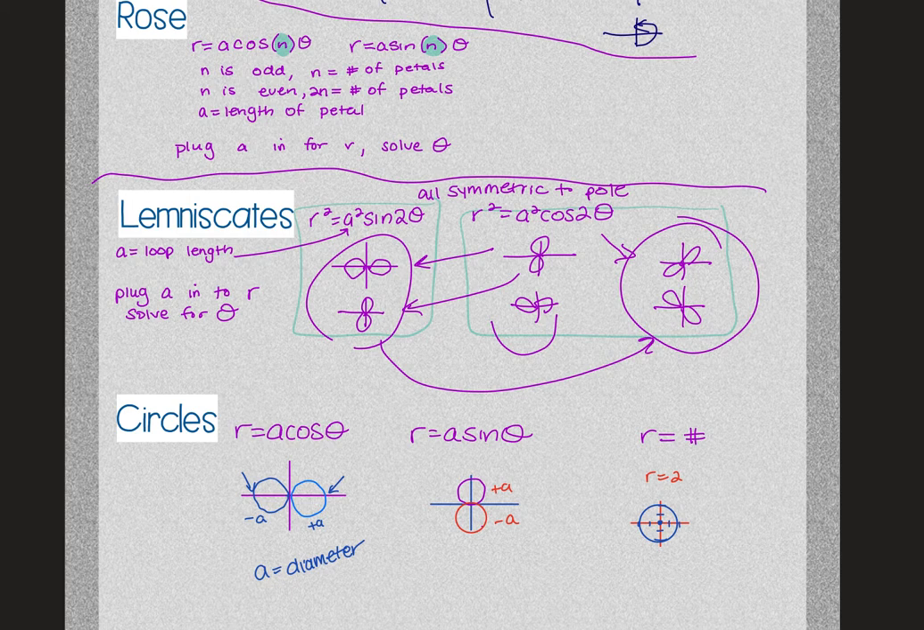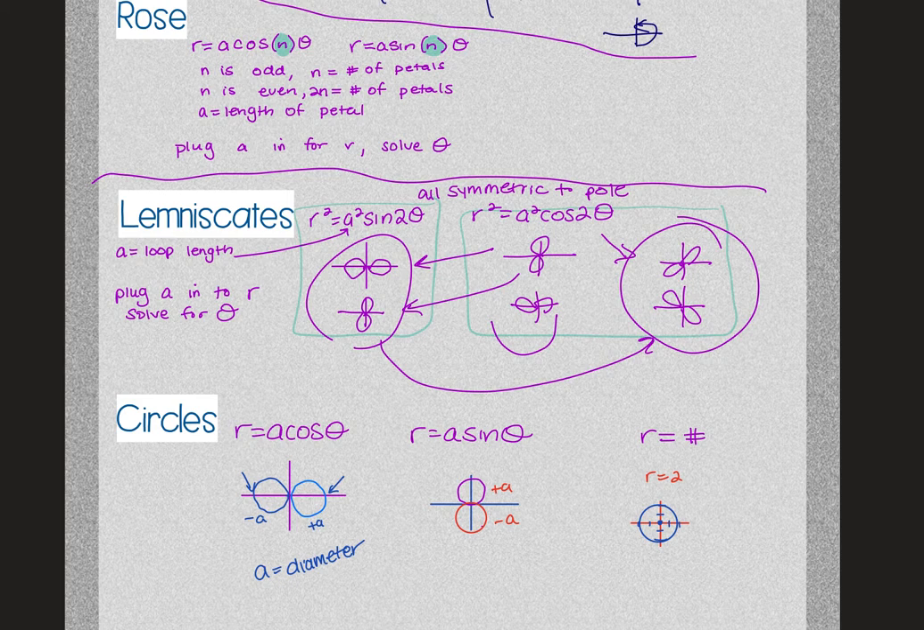A circle with cosine is either to the right or the left. A circle with sine is either above or below. If you knew it was cosine, you can plug in 0 or pi and find your edge. And if you knew it was sine, so it's above or below, then you can plug in pi over 2 or 3 pi over 2, and you can find the point, and then you'd be done. So you will get one of those 3, either roses, lemniscate, or circle. The R equals a number is a special kind of circle. That's just a circle centered at 0, 0 with a radius of 2, and that will not be on your test.